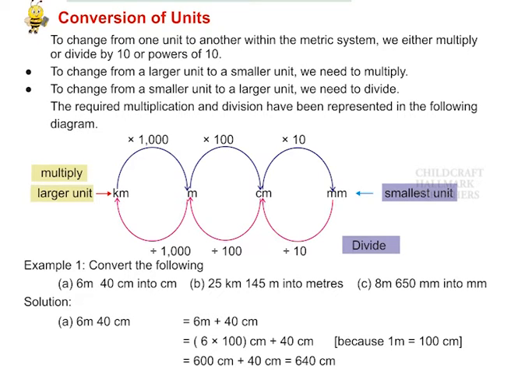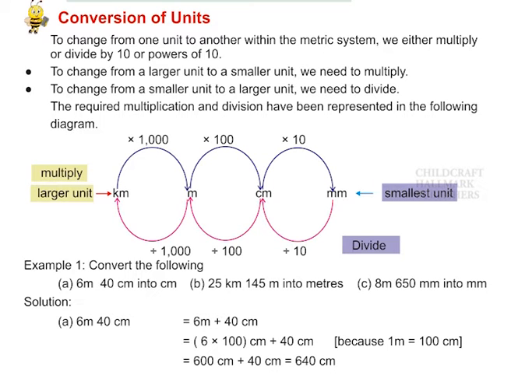Example 1. Convert the following. 6 meter 40 centimeters into centimeter. 25 kilometer 145 meters into meters. 8 meters and 650 millimeters into millimeters.